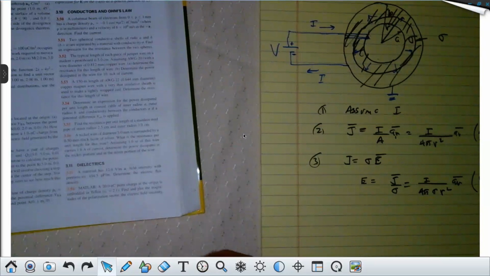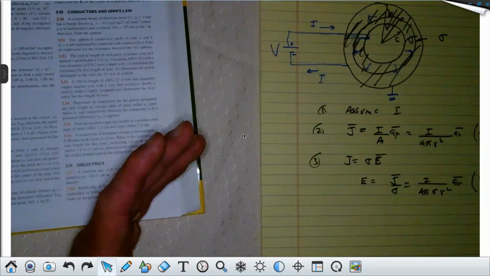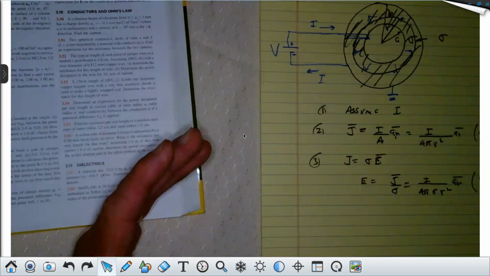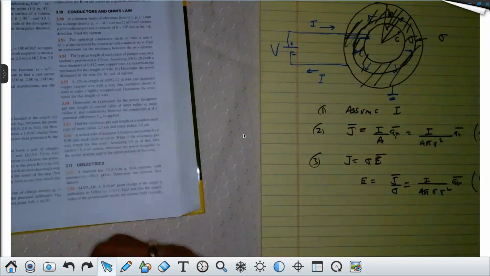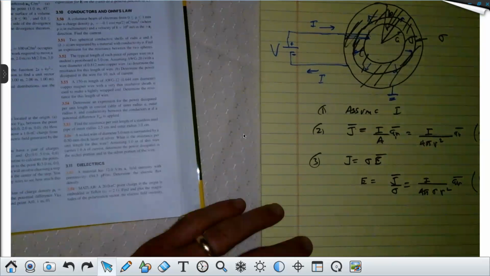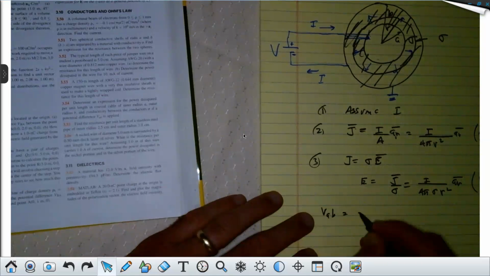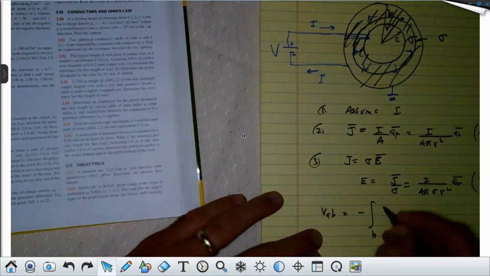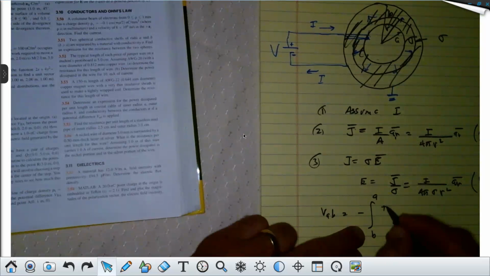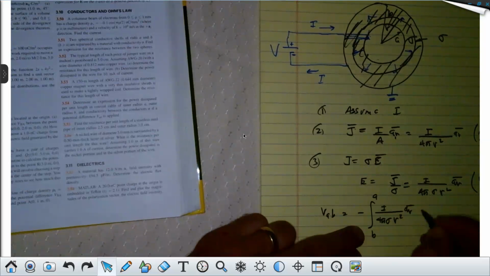And now I want to get the voltage. Here's something I'm going to give you a tip on. You don't have to worry about the negative sign or anything like that in front of the integral. It's the magnitude of the voltage. It's always the magnitude of the voltage. Forget about sign with resistance. So if we want to get the voltage between A and B, I'm going to reverse them. Technically, it's minus the integral from B to A of E. Here's E, which would be I over 4 pi sigma R squared AR, and then dot DL.